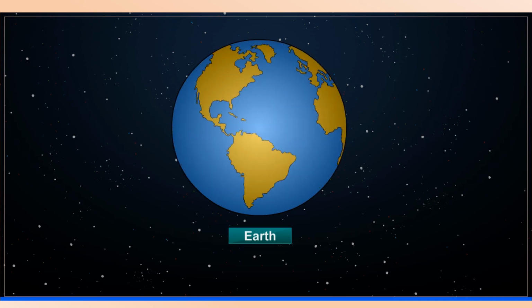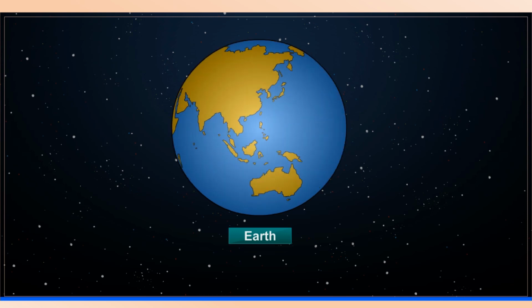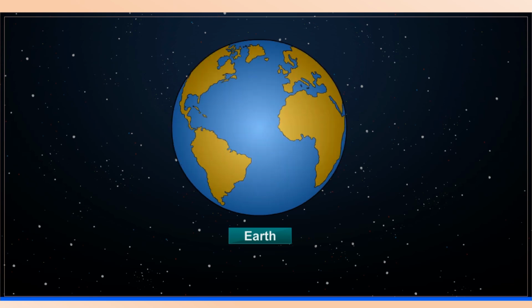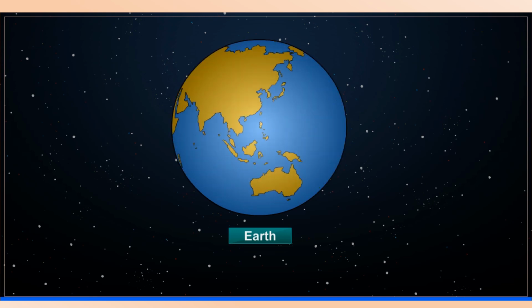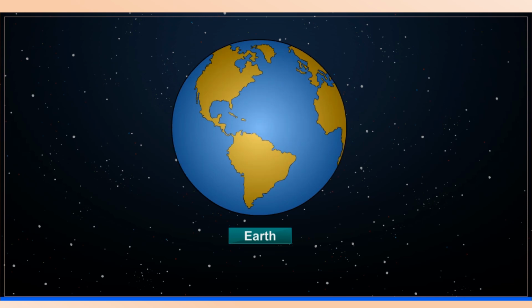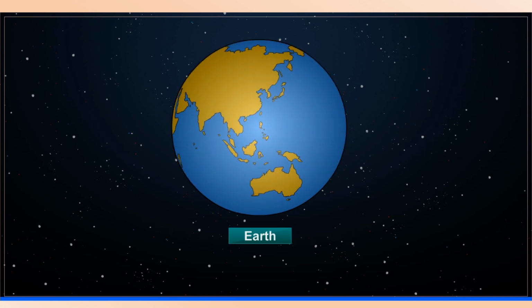Our planet is about 149,591,000 kilometers away from the Sun. Therefore, it is neither too hot nor too cold.